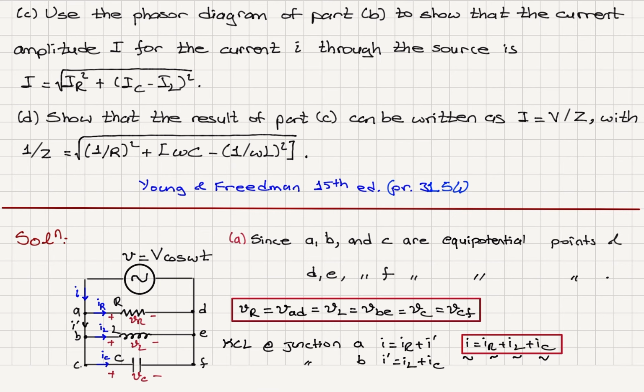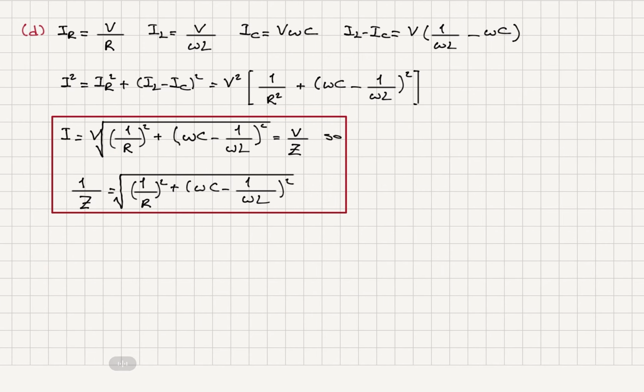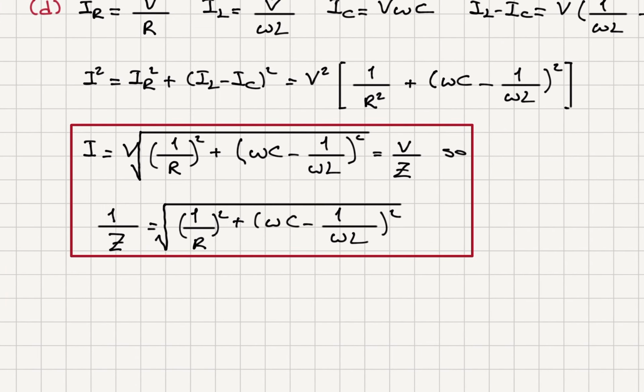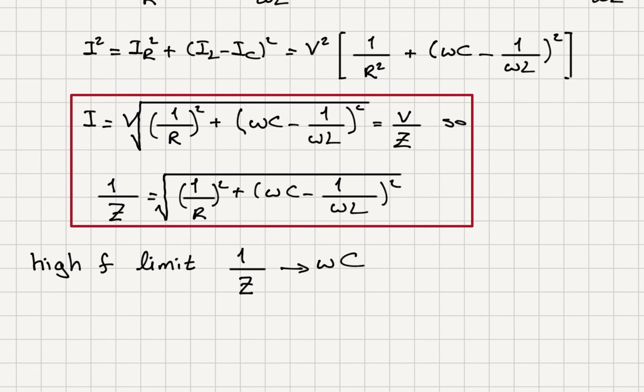So this is exactly what I have shown here. Now I want to check one limit here, which is the high frequency limit. In the high frequency limit, 1 over omega L will go to 0, so omega C will blow up and 1 over R will be negligible compared to omega C. So 1 over Z will become omega C. It's proportional to the frequency.